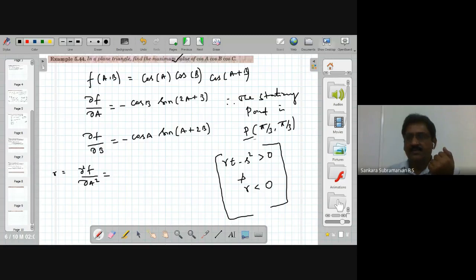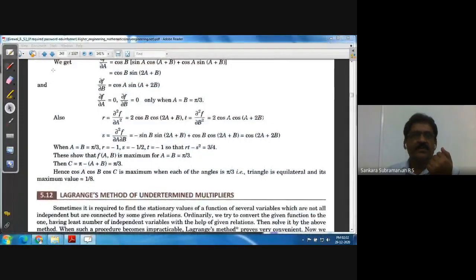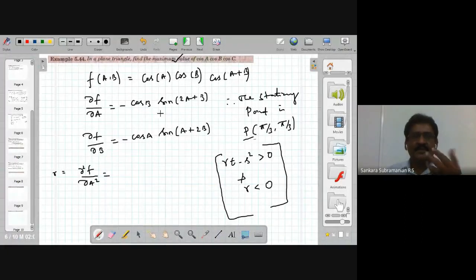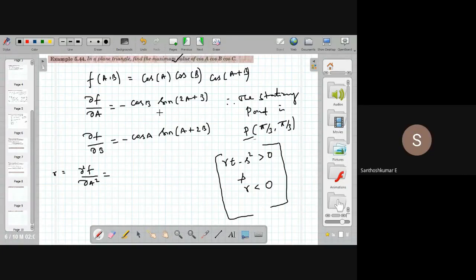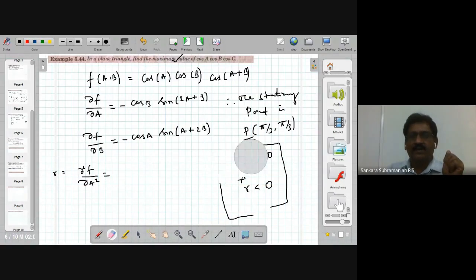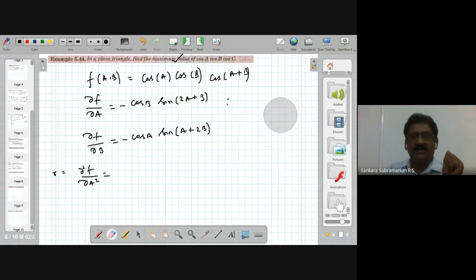Next, the constraint maxima and minima we can see in the next class. Shall we finish this, or go for the next topic? Sir, we shall finish this. Good. We shall finish this. Now we can go for the second order.